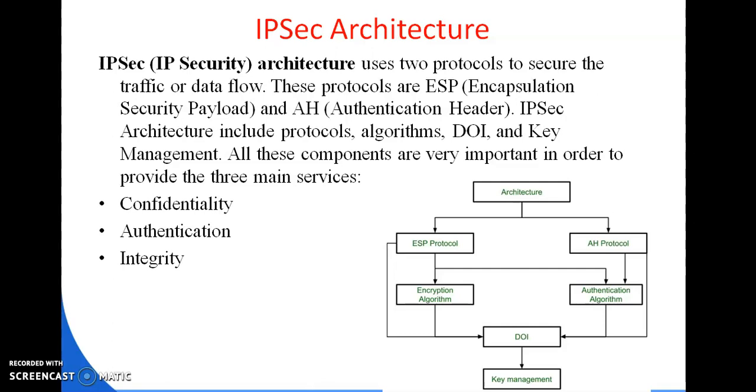So the architecture consists of the ESP protocol, AH protocol, encryption algorithm, authentication algorithm, DOI, and key management. First is the ESP protocol. ESP, Encapsulation Security Payload, provides the confidentiality services. Encapsulation Security Payload is implemented in two ways: ESP with optional authentication, and ESP with authentication.